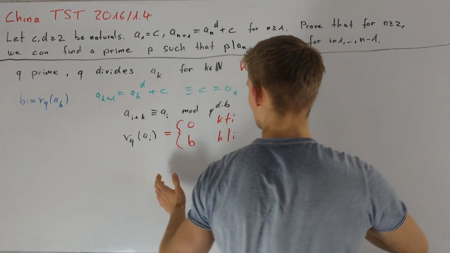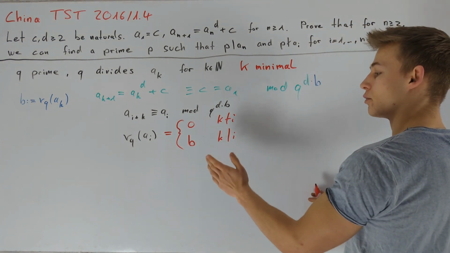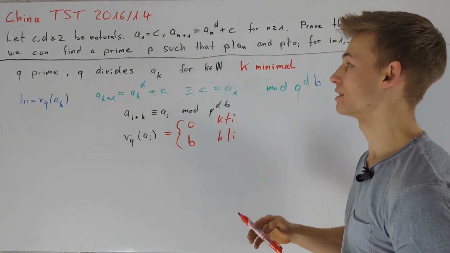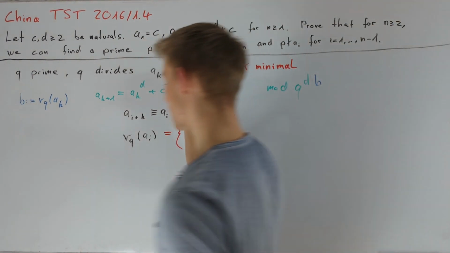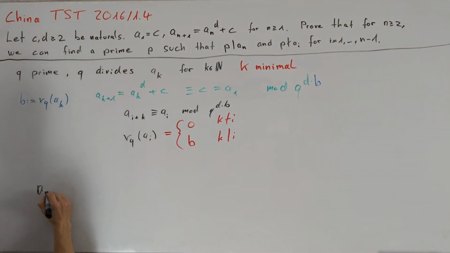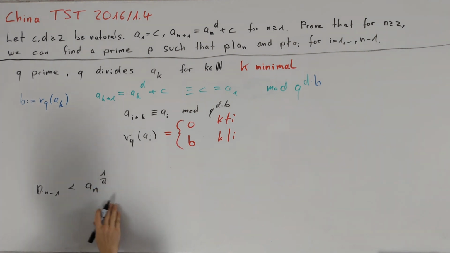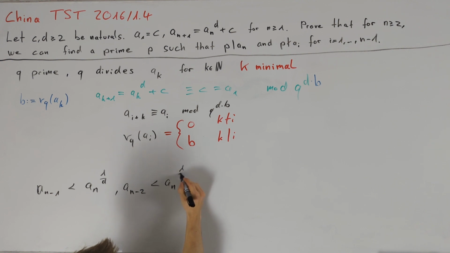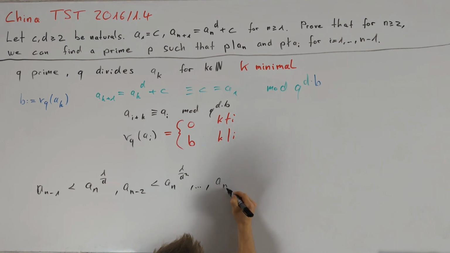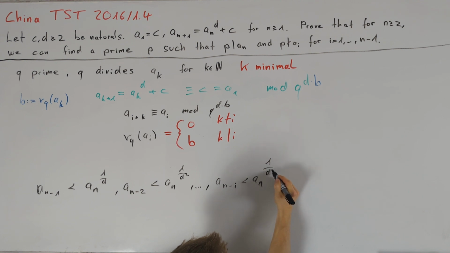This tells us that each sequence member is divisible by q at most b times, and thus we are motivated to try to get a solution for this problem using size arguments. The given equation tells us that a_{n-1} is less than a_n to the power of 1 divided by d. Now we can use this inequality recursively to get at first that a_{n-2} is less than a_n to the power of 1 divided by d squared, and so on up to, in general, a_{n-i} is less than a_n to the power of 1 divided by d to the power of i.